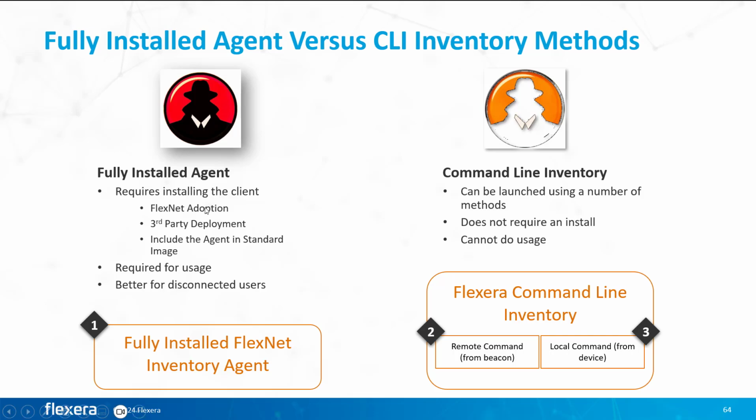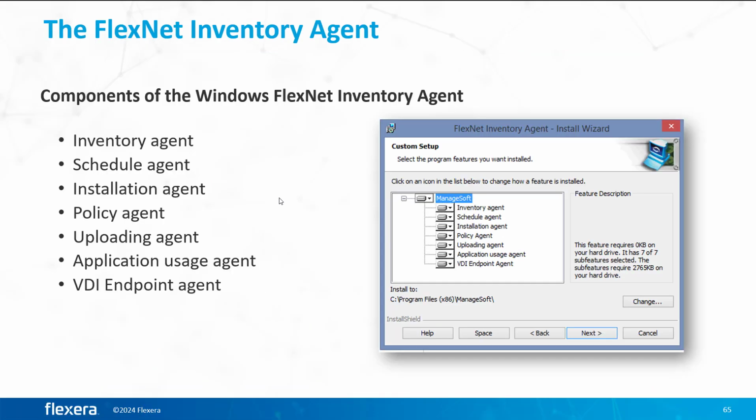The differences are that in the fully installed agent, you can collect usage data, where you don't have that in the command line. So when you install the agent, it comes with the agent itself, a schedule, a policy agent, an original policy statement, an uploading agent, the application usage agent, and the VDI endpoint agent.